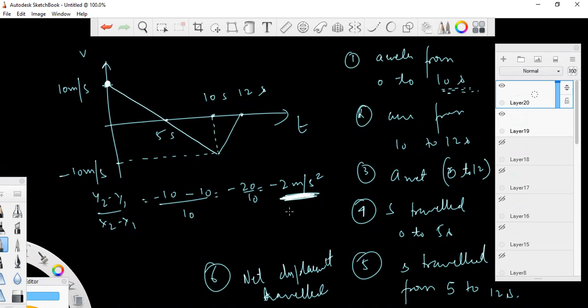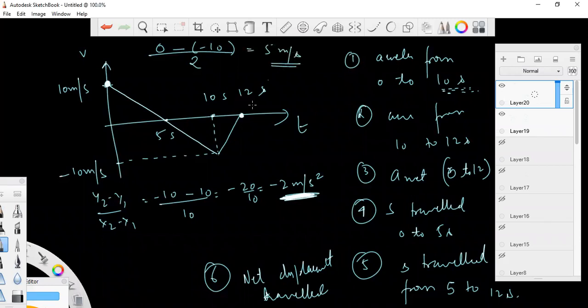Sir, it will be minus, final will be 0. Y2 is final 0, correct? Which is 0 minus, minus of minus 10, right? And divided by X2 minus X1. So 2. Is that fine? Yes, sir. 12 minus 10. So what is this value? 5, right? Yes, sir.